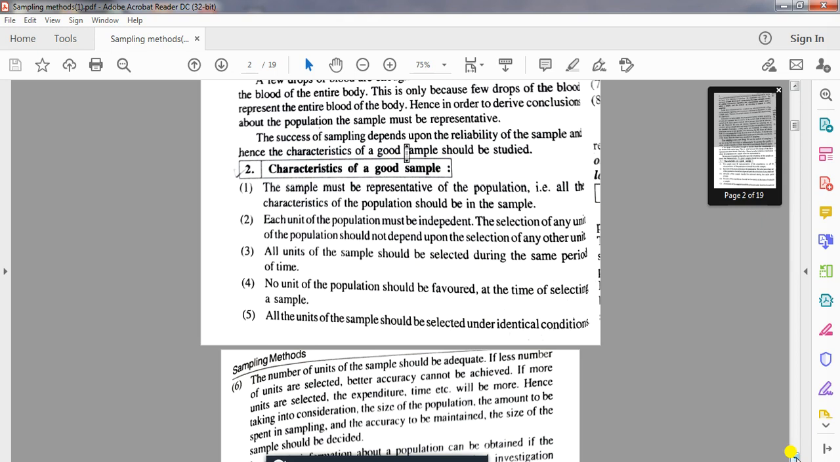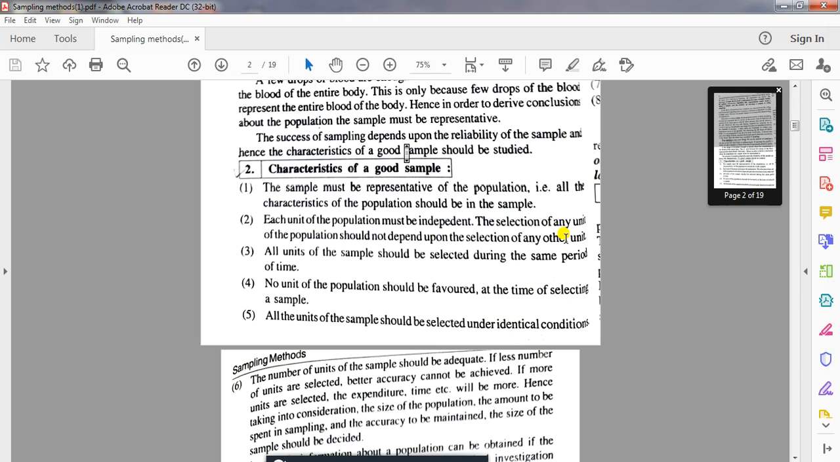Just say for example, you must have heard in your lower standard, your teachers definitely conveyed the message. If you are tasting any sabji, you consider only the taste of one spoon, and you consider that the whole bowl has the same taste. That is called a proper sample. Second, each unit of a population must be independent, and the selection of any unit of the population should not depend upon the selection of any other unit. So your sample units should be independent of each other.